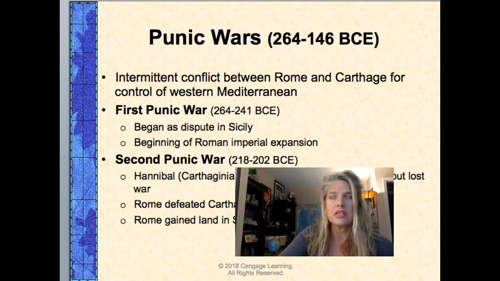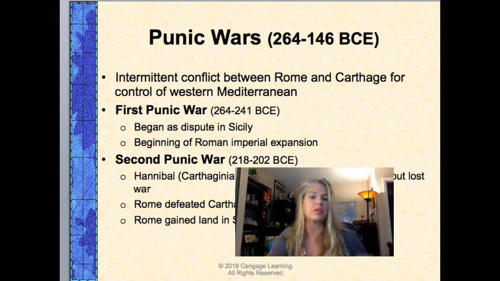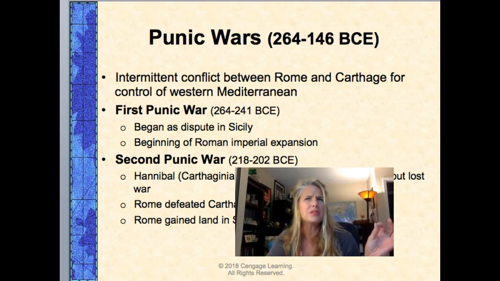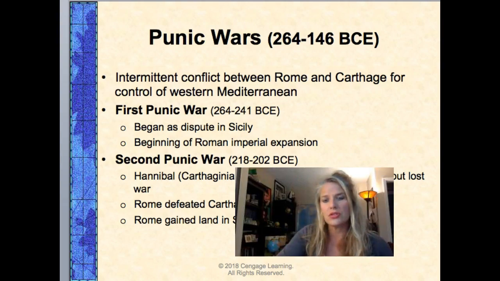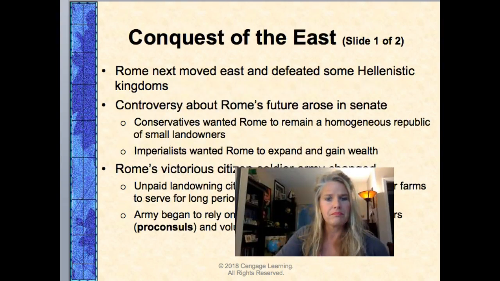Once it defeated Carthage, it completely leveled Carthage because Rome was not used to being conquered. So when you almost conquer Rome, they're going to punish you pretty bad, and they destroyed his home. Rome next moved east and defeated some Hellenistic kingdoms. Controversy about Rome's future rose in the Senate. Conservatives wanted Rome to remain a homogeneous republic. Imperialists wanted Rome to expand and gain wealth.